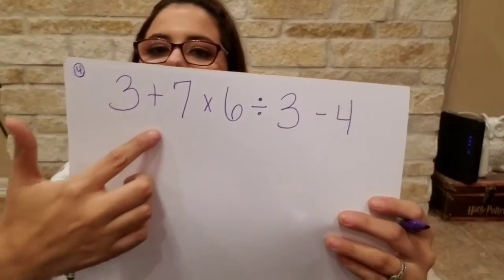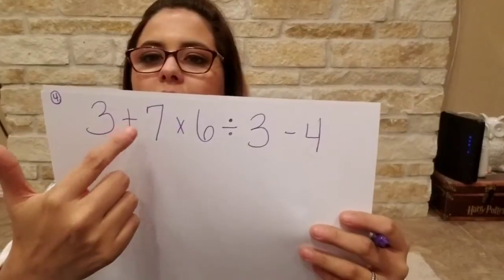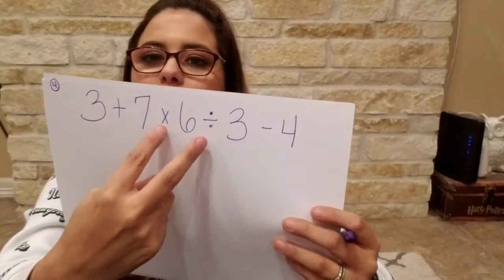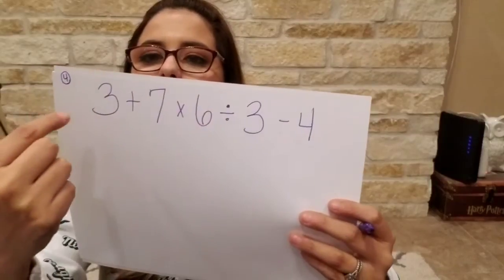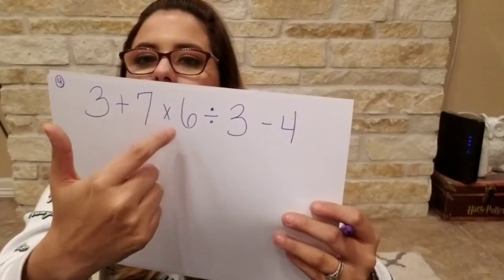Okay, so again, looking at it from left to right. No parentheses, no brackets, so I don't have to worry about that. I have addition, multiplication, division, and subtraction. So I'm looking at my multiplication and division first. But remember, if I'm looking from left to right, like a book, I see multiplication first. So 7 times 6 is going to be my first step.